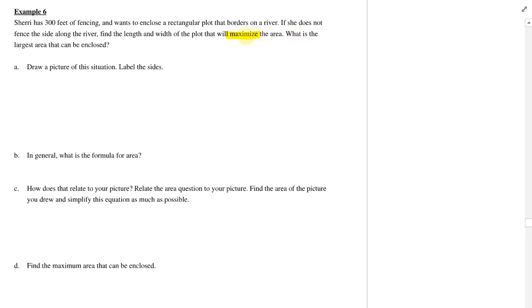So this is indicating to me that there must be something quadratic about this, and we're going to have to figure out what that is. So let's take this down in pieces.